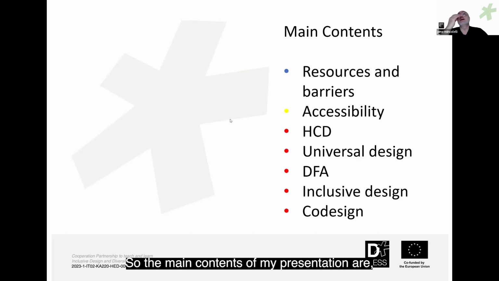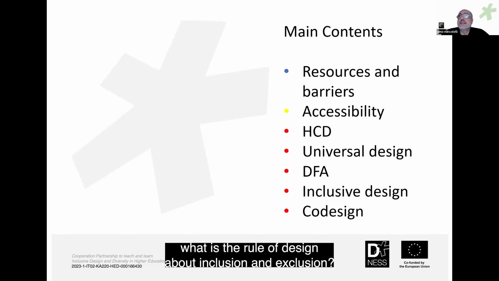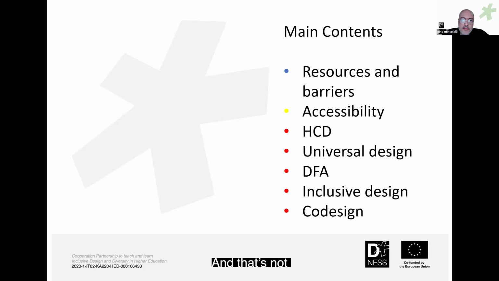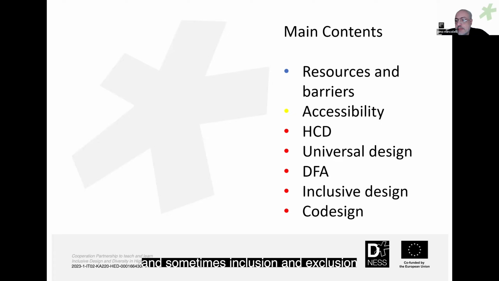So the main contents of my presentation are a brief introduction about what inclusion and exclusion are, and what the role of design is in inclusion and exclusion. That is not a one-sided role. Design is useful both for inclusion and for exclusion. And sometimes inclusion and exclusion are self-conscious: the designer is aware of what he's doing, and sometimes he is not.